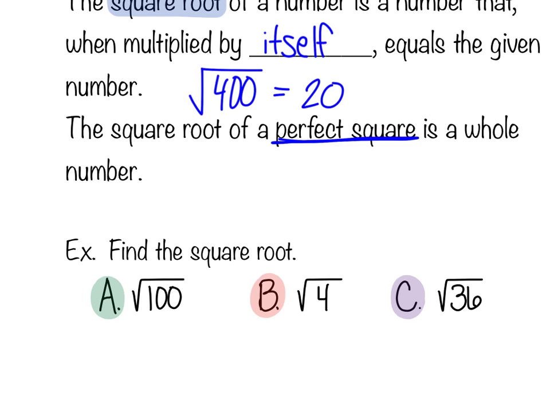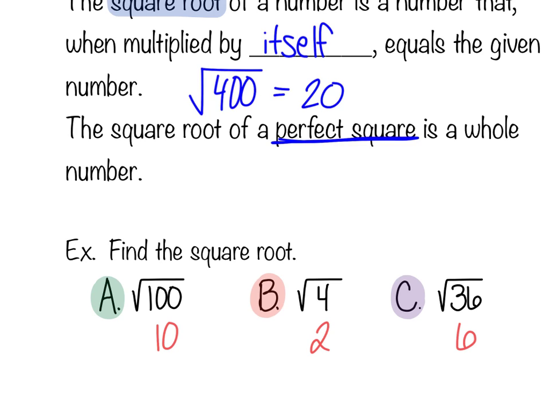It says find the square root of 100. Well, what number did I square to get 100? It was 10. It was 10 squared. What number did I times by itself to get 4? It was 2. And what number squared gave us 36? It was 6.